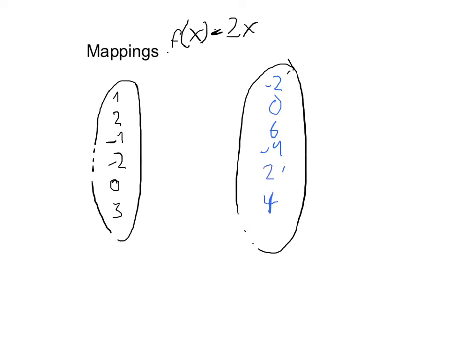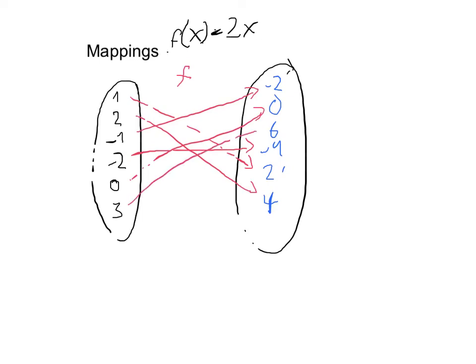2, 4. What is a mapping? It's the way in which I can relate this one. So the 1, when f happens, let's put a big F here, when f happens, the 1 becomes a 2. The 2 becomes a 4. The minus 1 becomes a minus 2. Minus 2 becomes a minus 4. 0 becomes a 0. And 3 becomes a 6.